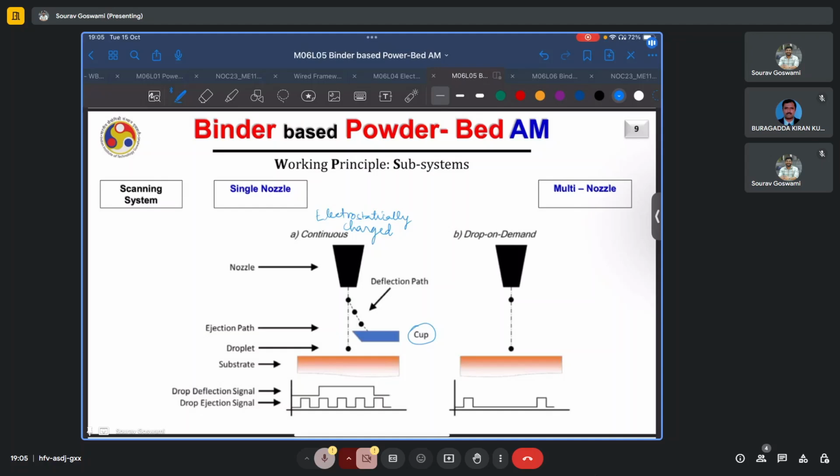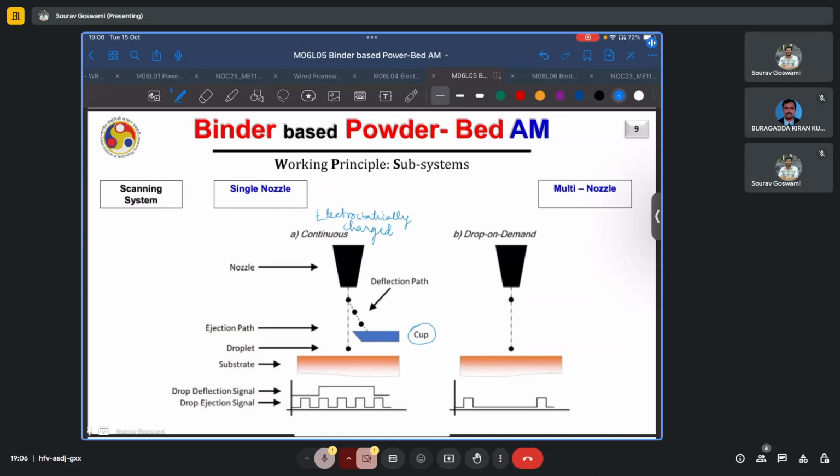And when we are scanning over a region where we do not want the binder to fall, we can activate this cup and that will deflect the path of the electrostatically charged drop of ink and it will get attracted towards the cup and get collected in it. Later, this ink may also possibly be utilized after some post-processing. So it is not completely wasted. In some cases, however, it may not be possible to utilize the ink and then it has to be discarded.